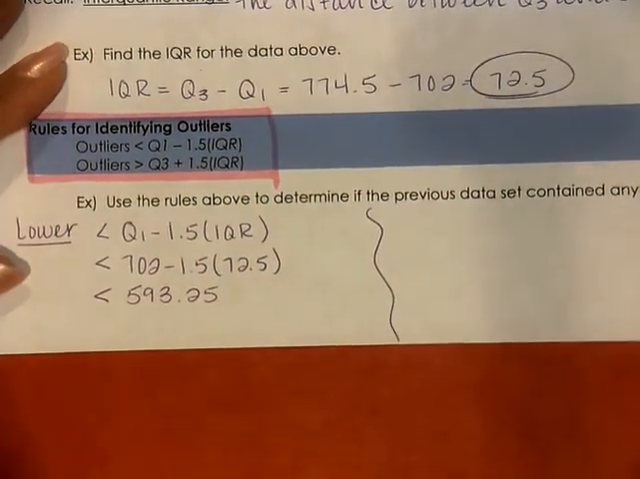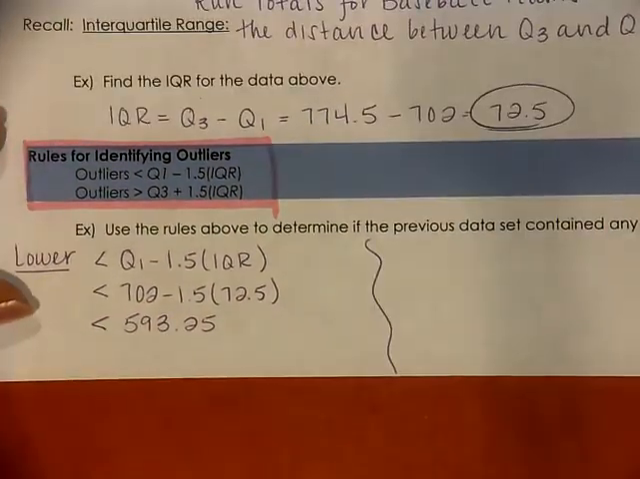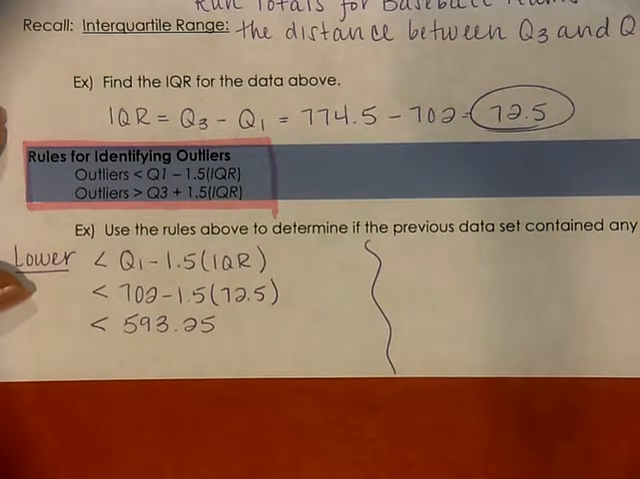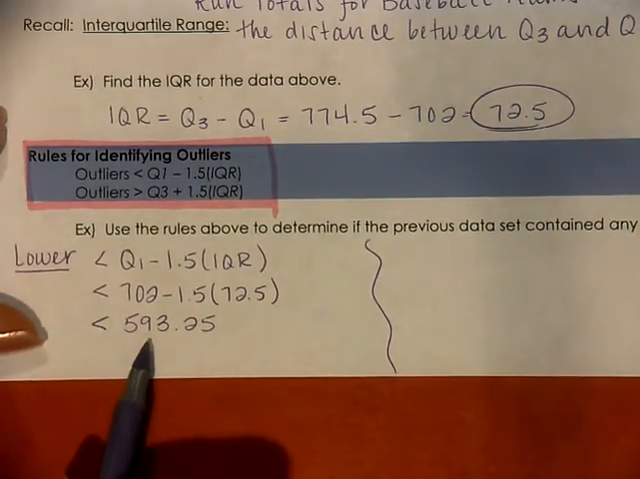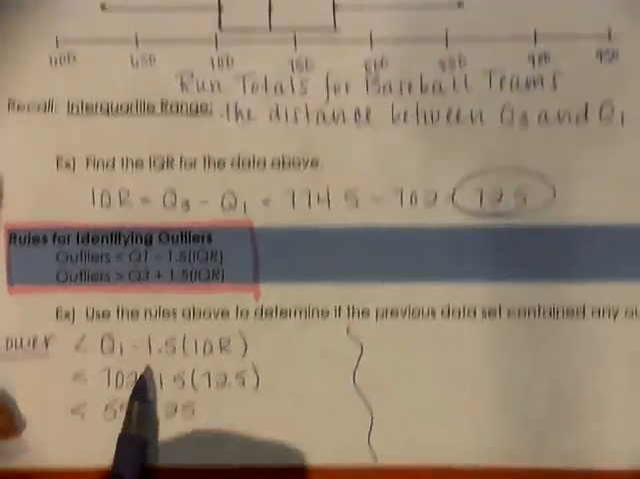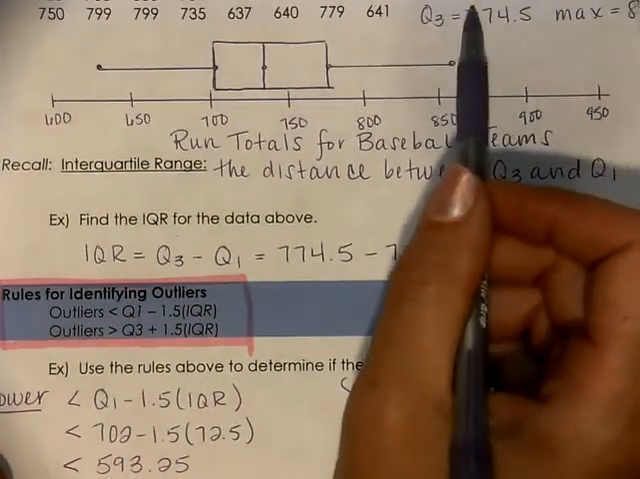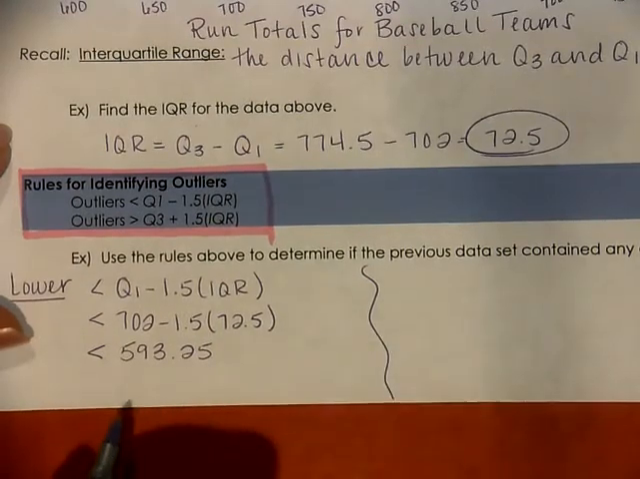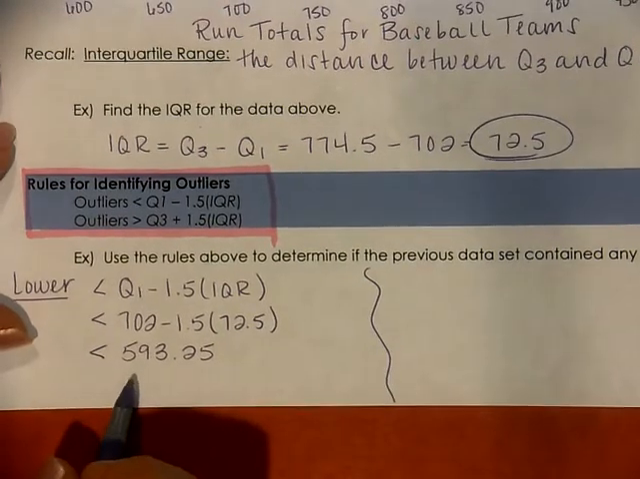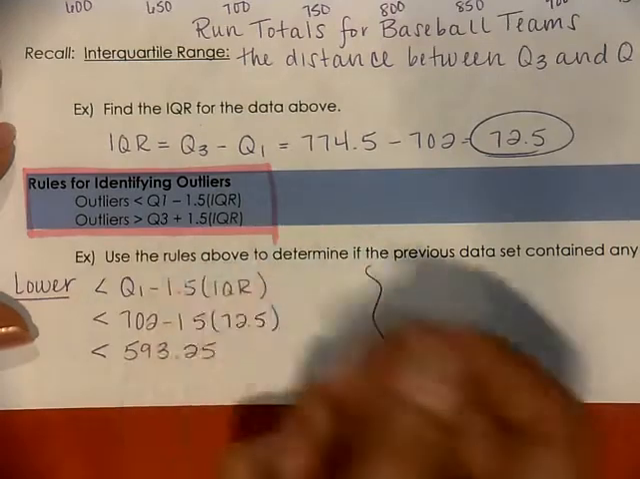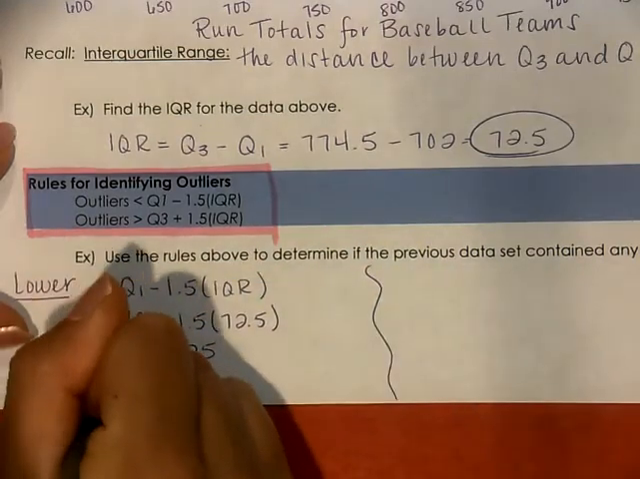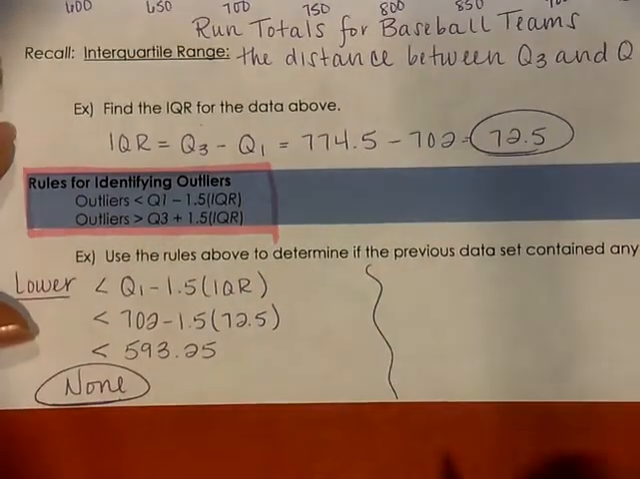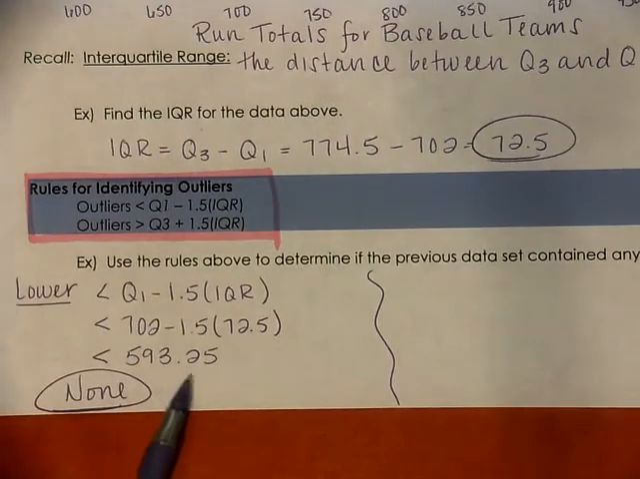So, are there any outliers in the lower direction? Well, outliers would have to be less than 593.25. So I'm going to look right here. My minimum is 637, which is greater than this number. So are there any outliers in the lower direction? No, because there are no numbers in our data set less than 593.25.